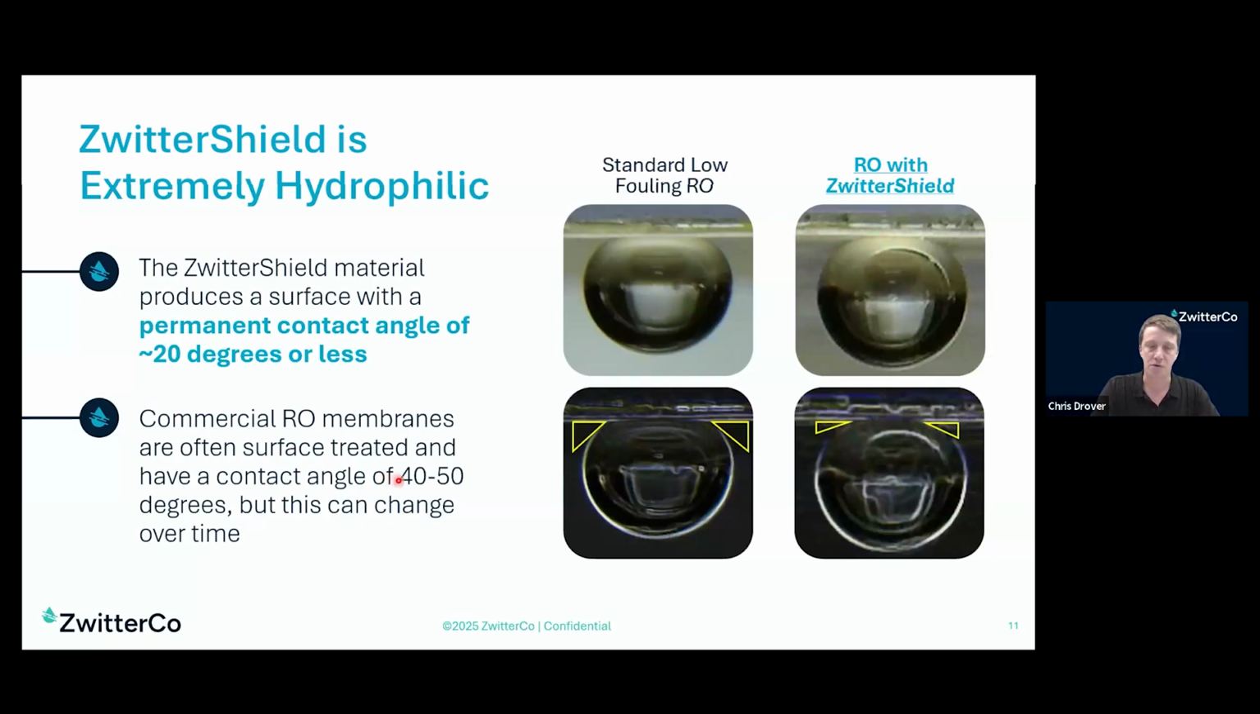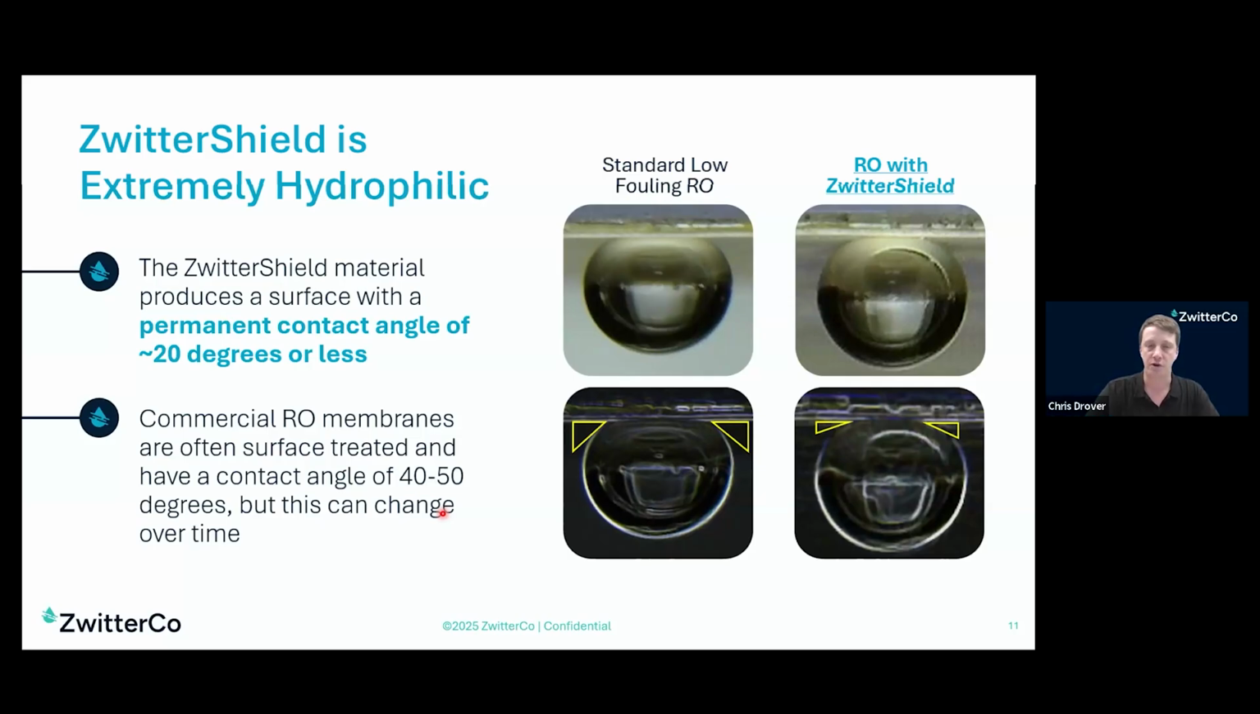Again, coming back to numbers, typical RO membranes might have a contact angle of 40 to 50 degrees. This can vary a little bit because there are surface treatments that are sometimes used to improve this, but they tend not to be permanent. And so after a few months or years, a couple cleaning cycles, they would revert back to something like this.